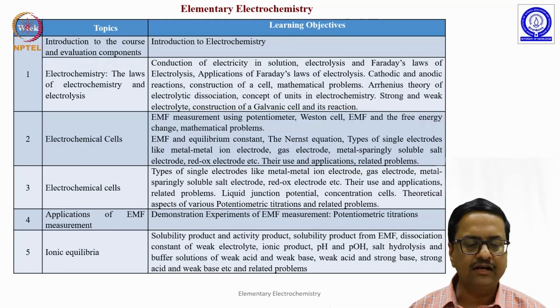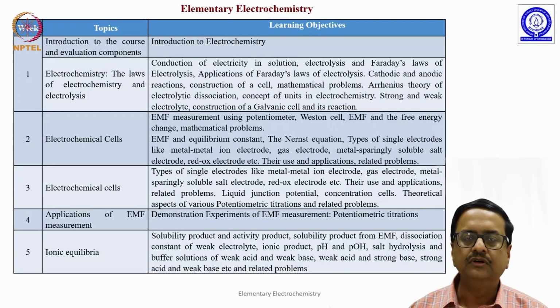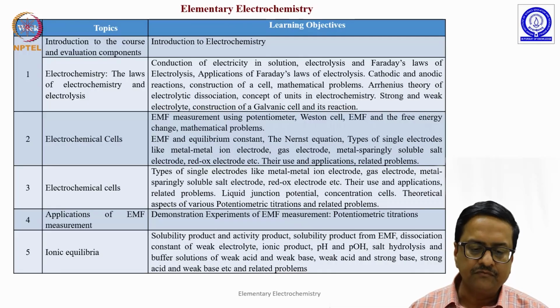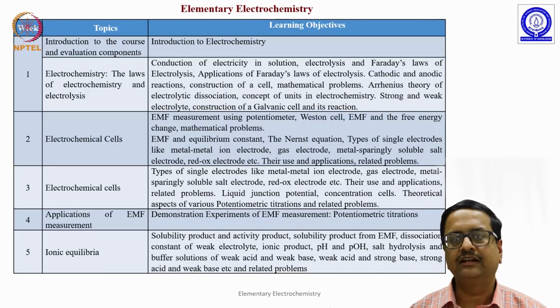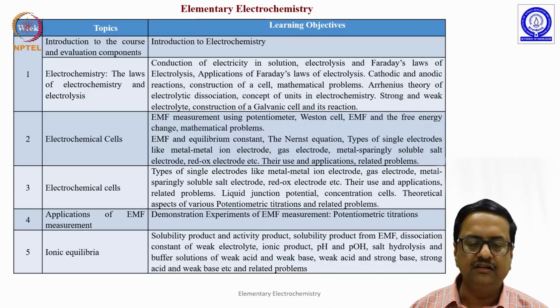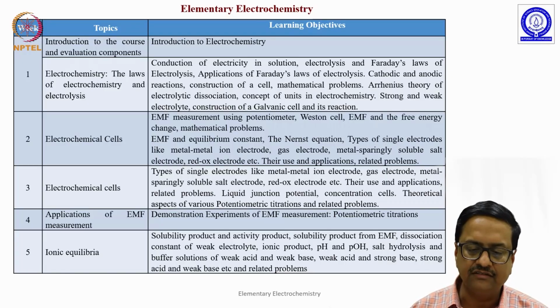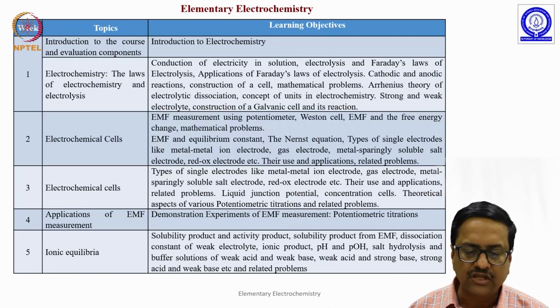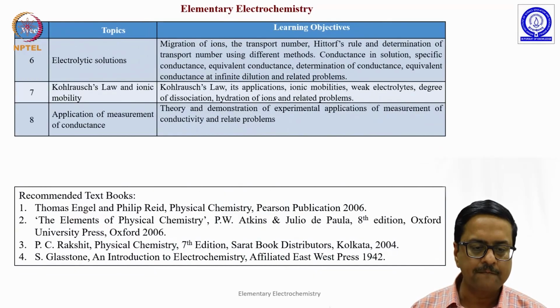In the following week, the fifth week, we will talk about the solubility product. So we will move to the ionic equilibria part. We will talk about solubility product, activity product, solubility product determination from EMF measurement, dissociation constant of weak electrolytes, all these, along with buffer solutions of weak acid and weak base, weak acid and strong base, and strong acid and weak base, etc., and the related problems.